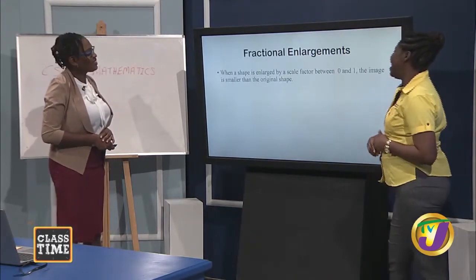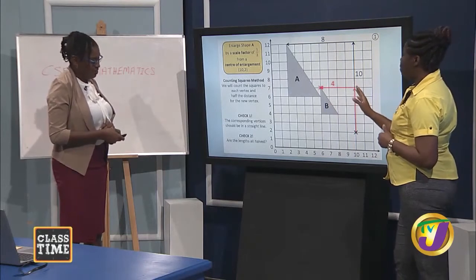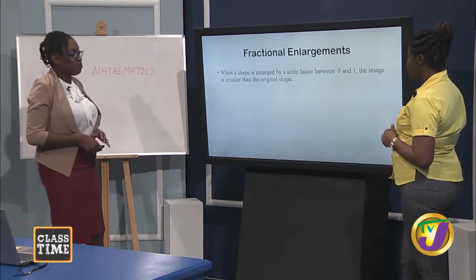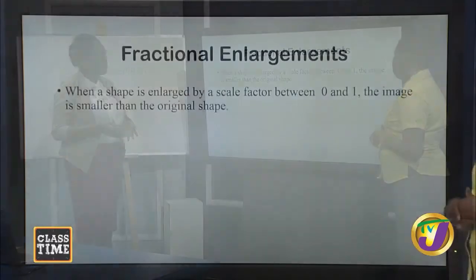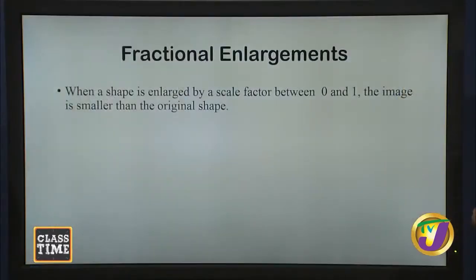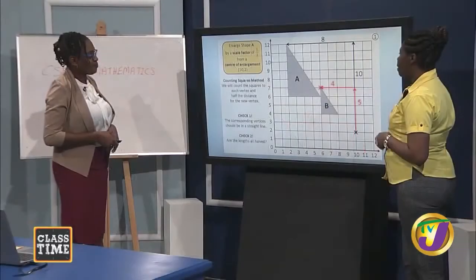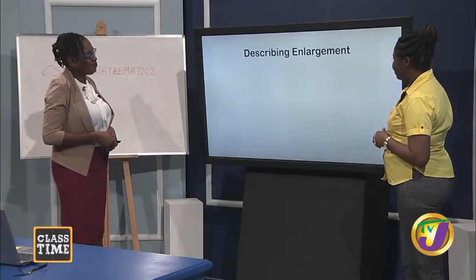So we can see that, let's go back a little. When a shape is enlarged by a scale factor between 0 and 1, which should be our proper fractions, right? The image is going to be smaller than the original shape. We're not going to do this.